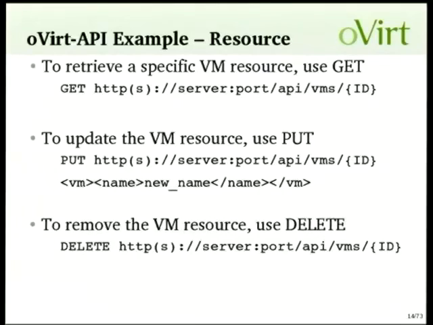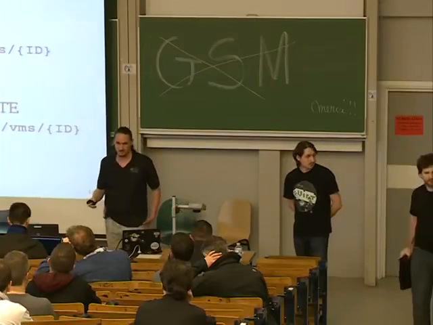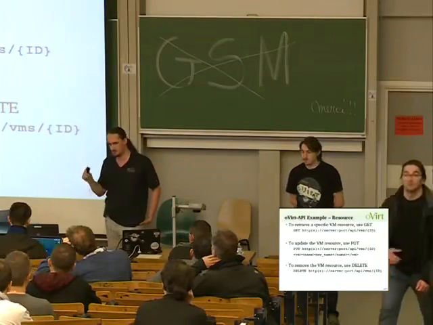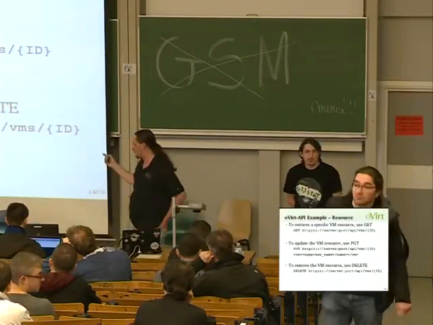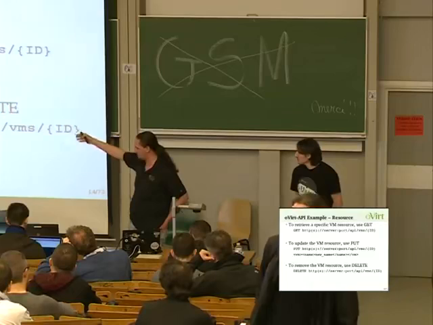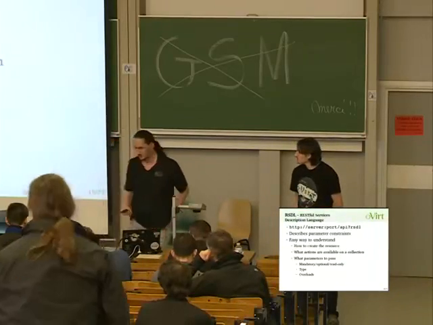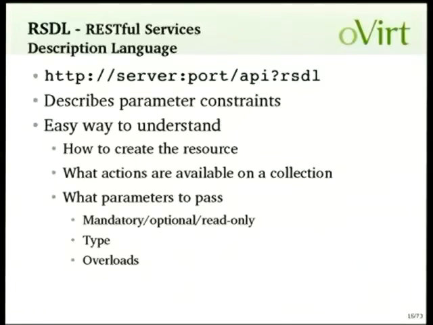To update it, we do a PUT on the same URL with the ID, and we have a patch mechanism, so you don't have to send the entire resource each time, you just send which fields you want to update. And to remove a resource, of course, just call HTTP DELETE on this URL. And basically, you can browse the REST API by yourself and follow the links and discover all the collections.